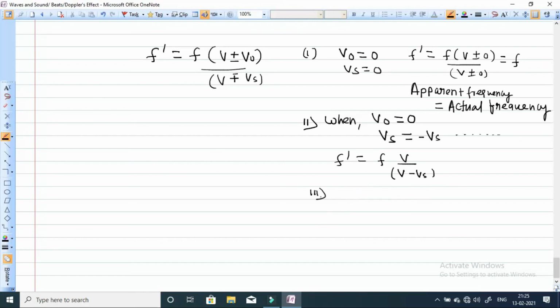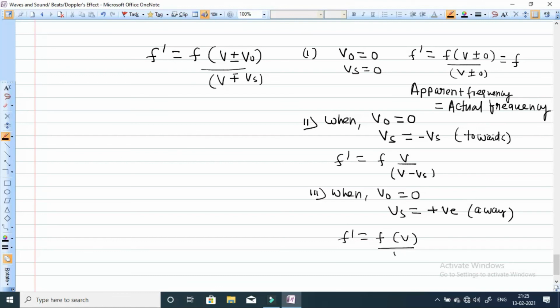Third, when the observer is stationary, v naught will be equal to 0, and the source is moving away from the observer, then vs will take the positive sign. This is away from the observer, and the earlier one was towards the observer. In this case f dash will be equal to f into v plus minus 0 divided by v plus vs. In this way we can analyze all the cases also.